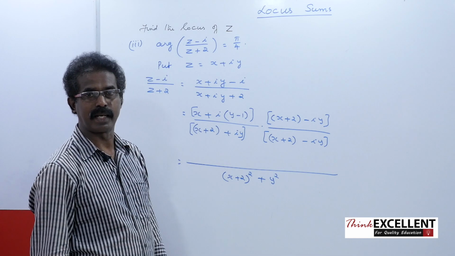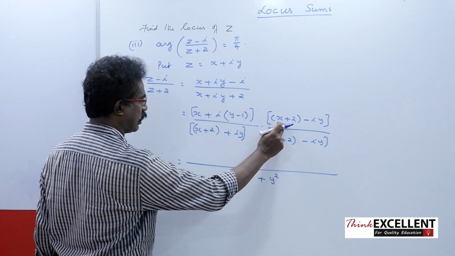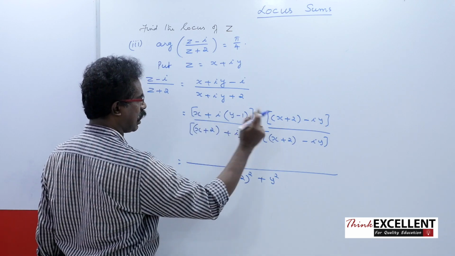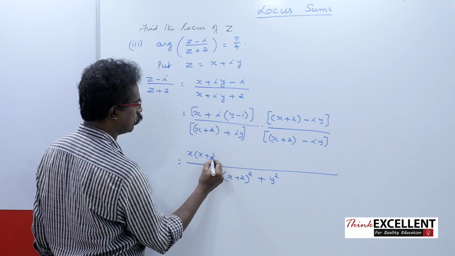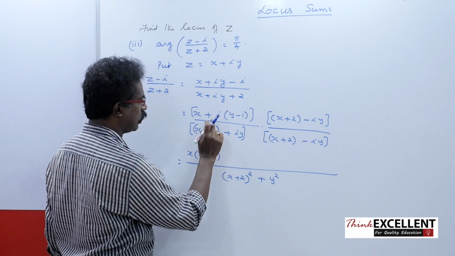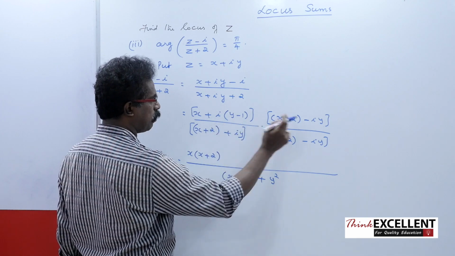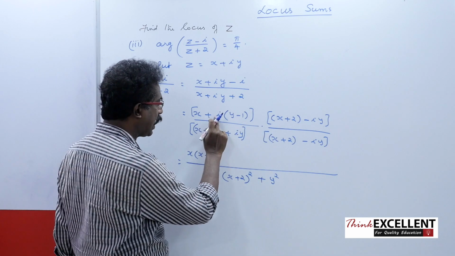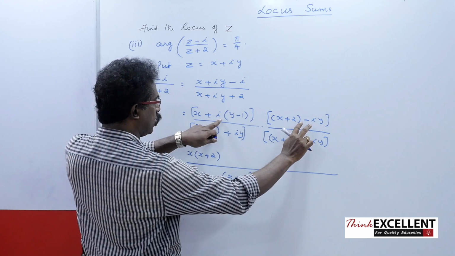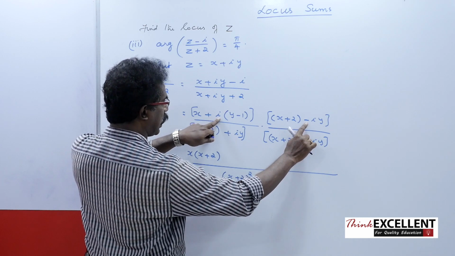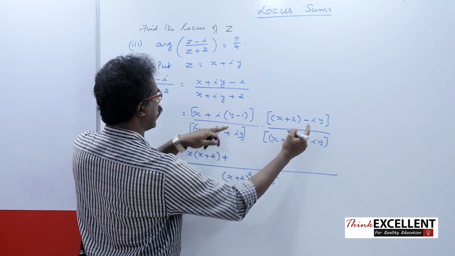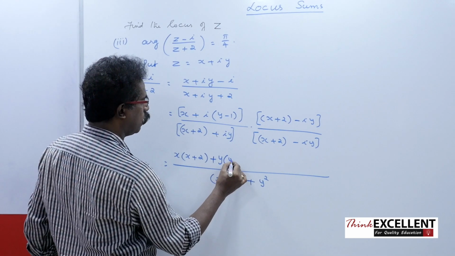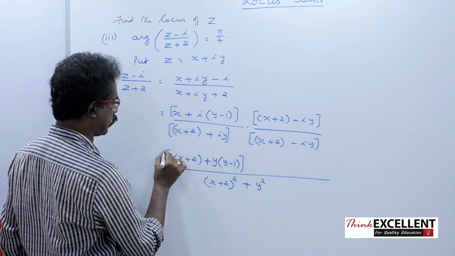Numerator, you expand it. First and first, second and second. First and first, x into x plus 2. Second and second, plus i into minus i is minus, but i into i square, that is also minus. We are going to multiply these two. Plus into minus is minus, i into i square is minus, so it is plus. y into y minus 1. That is the real part.